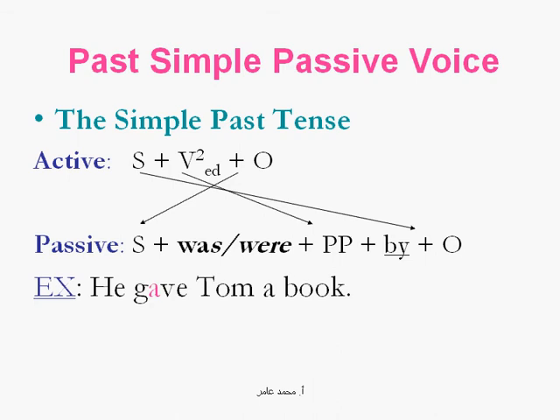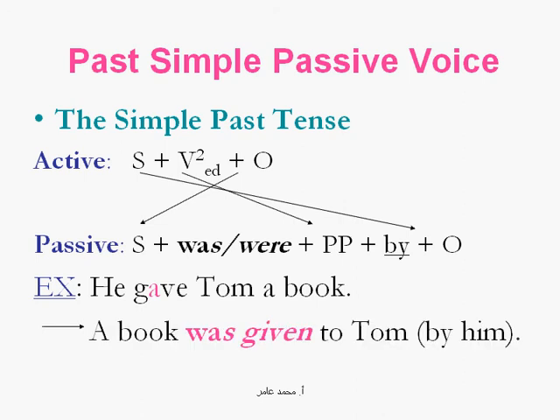For example, he gave Tom a book. Gave here, as you can see, he gave is the past simple tense. When we change it into passive, we say a book. Here we start with one of the objects. Here the sentence has two objects, a book and Tom. Now we'll start with a book. A book was given to Tom by him is optional. You can write it or not. You have the choice to mention it or not.